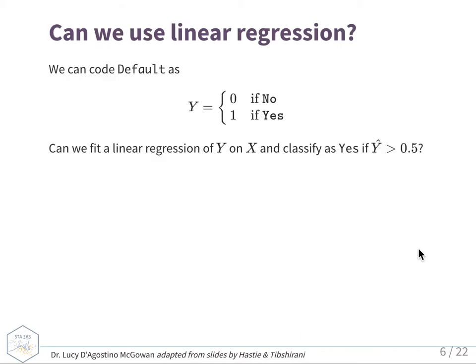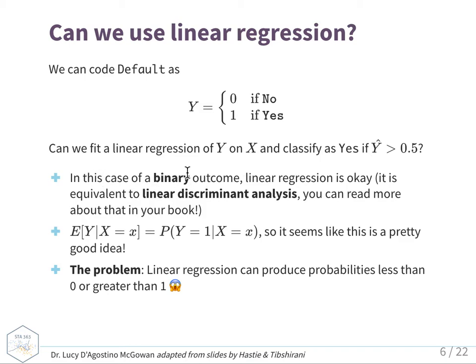So if we wanted to estimate the probability of defaulting based on these variables, could we use a linear regression? So we could code default as 0 if no and 1 if yes. And then we could fit a linear regression of y on x, and we could classify as yes if y hat is greater than 0.5, for example. And so in this case of a binary outcome, linear regression is actually okay, and it's equivalent to linear discriminant analysis. You can read a little bit more about that in your book if you're interested. And so here, the expectation of y given x is equal to the probability that y equals 1 given x. And so it seems like this is a pretty good idea.